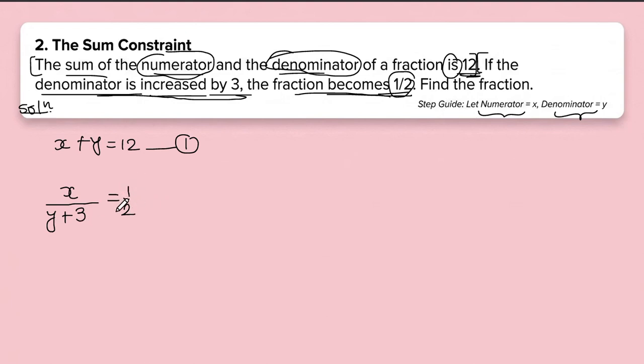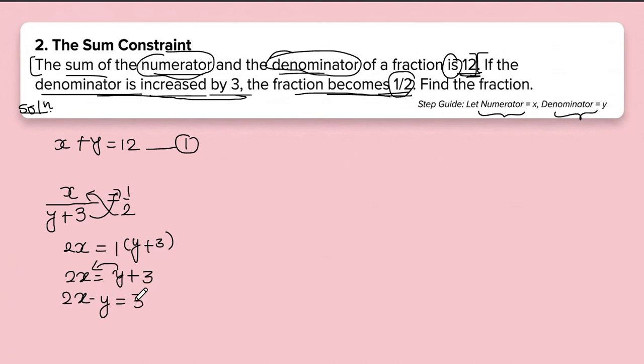So now we have to do the cross multiplication. So 2 will come here, so 2 into x, 2x is equal to y plus 3, and we multiply 1 into y plus 3. So if we multiply 1 inside, what will we get? 2x is equal to 1 into y plus 1 into 3, which is 3. So if we take this y to this side, 2x minus y is equal to 3. So this is our second equation.